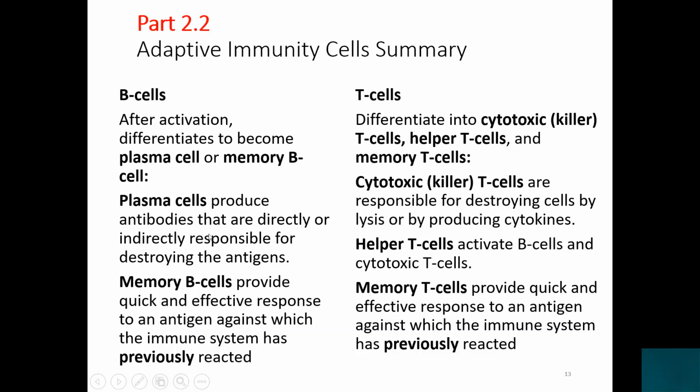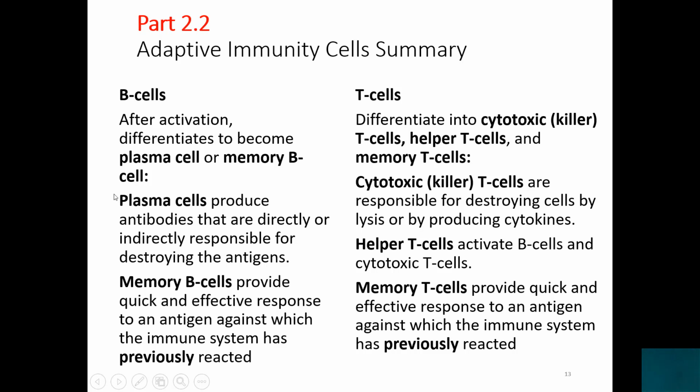Let's go to part 2.2 and make a summary about how our B cells and T cells work. They were born, raised, and matured in B cells, T cells. They went through positive and negative selection, and now they are ready to work. What happens with B cells? After they are activated, they become either plasma cells or memory B cells.